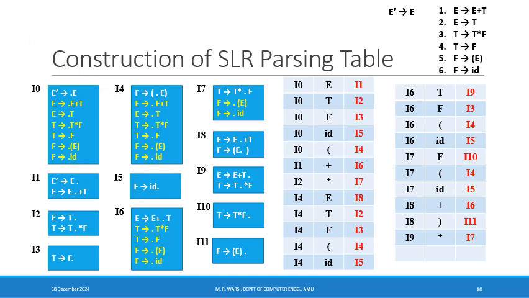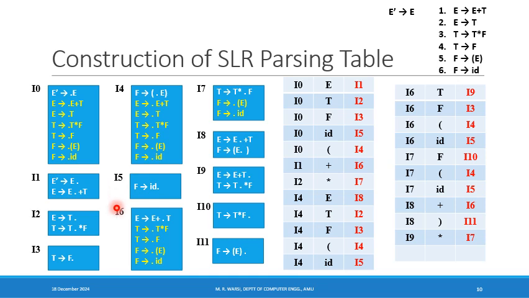Let us now move on to the next state, which is I5, and consider the transition from I5 state. In I5 state, there is a single LR0 item, and in this LR0 item, dot is at the rightmost position, and there is no grammar symbol after the dot. So this LR0 item will not give rise to any transition from I5 state. So there will not be any transition from I5 state.